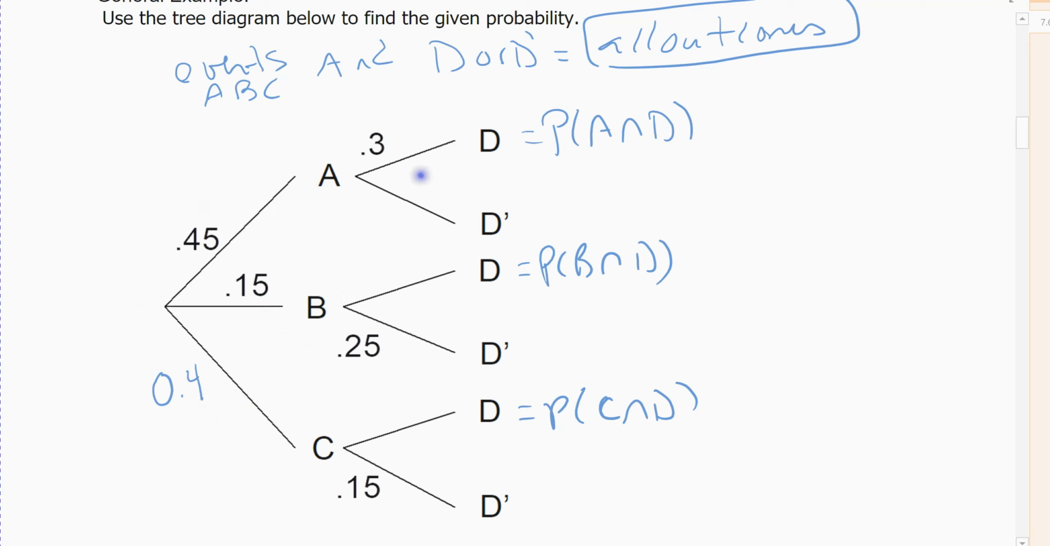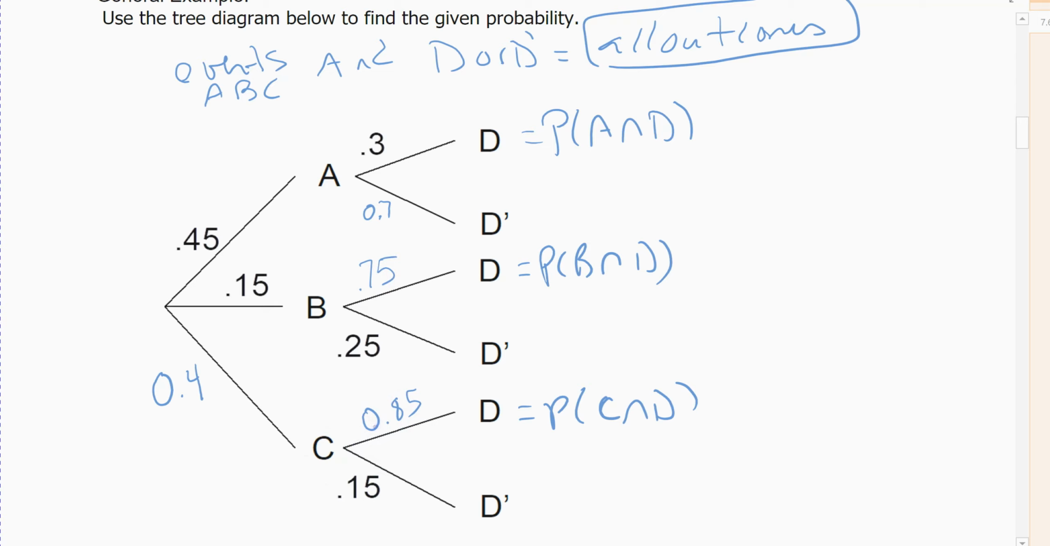The second set of branches, I'm going to finish it out just so that you can see. You don't really need it because the 0.3 is what I need, but this would be 0.7. Remember, that adds up to 1. Those are all of the ways D can happen or not happen given A. These are all of the ways D can happen or not happen given B. Well, this is 0.25, which makes this one 0.75. And then the last one, given C, this is the way D can't happen, so I need this one, which is 0.85, right? That's the probability D will happen given C.